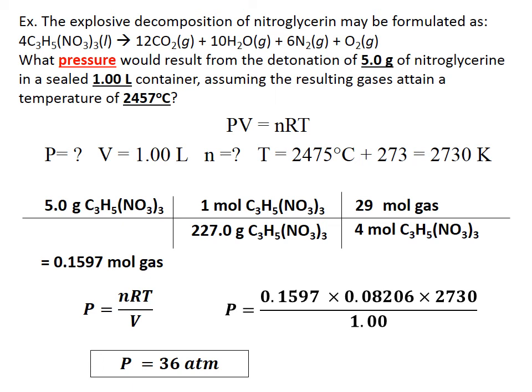So that means the pressure that results from the detonation of 5.0 grams of the nitroglycerin in that 1.00 liter container, assuming that the gases reach a temperature of 2,457 degrees Celsius, it's going to be 36 atmospheres.